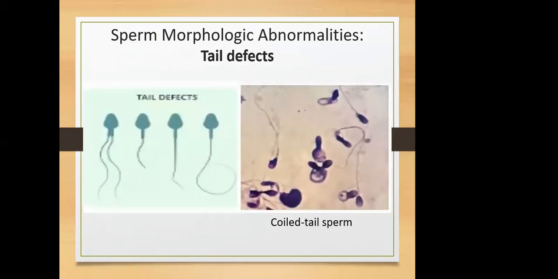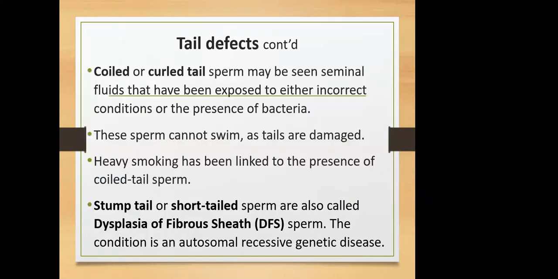All right, so these are some pictorial examples of the morphological abnormalities of the tail. All right. So the coiled or curled sperm may be seen.